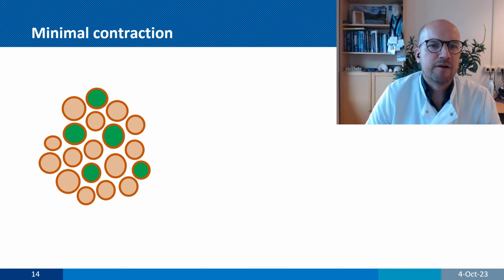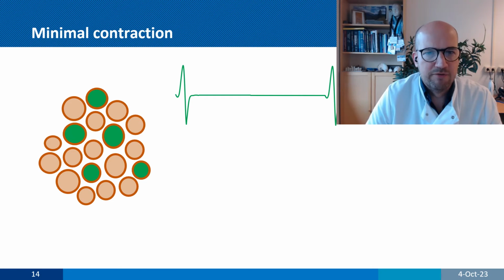So what would that look like in our schematic overview? Well, here you see a motor unit consisting of green muscle fibers, and these are all firing at a very slow rate of approximately 5 Hz.